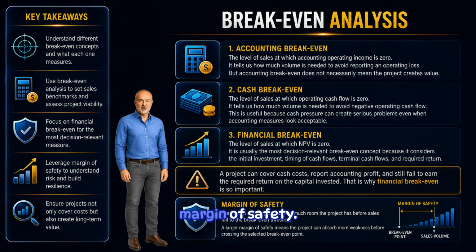Managers also use the margin of safety. The margin of safety tells us how much room the project has before sales fall to the break-even threshold. A larger margin of safety means the project can absorb more weakness before crossing the selected break-even point.